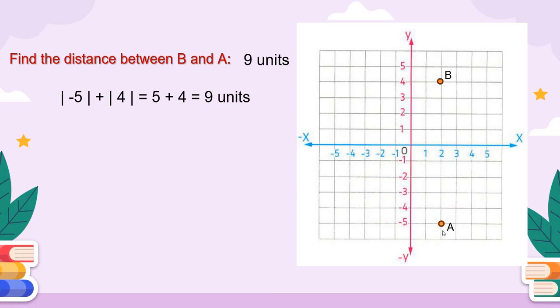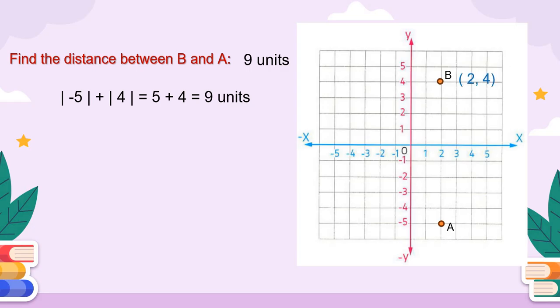I will find the absolute value of the first one plus the absolute value of the second one. So we will add them together. It will be 9. Okay, can we use the ordered pair to know so? Yes, we can. What is the ordered pair of A? 2 and 4.